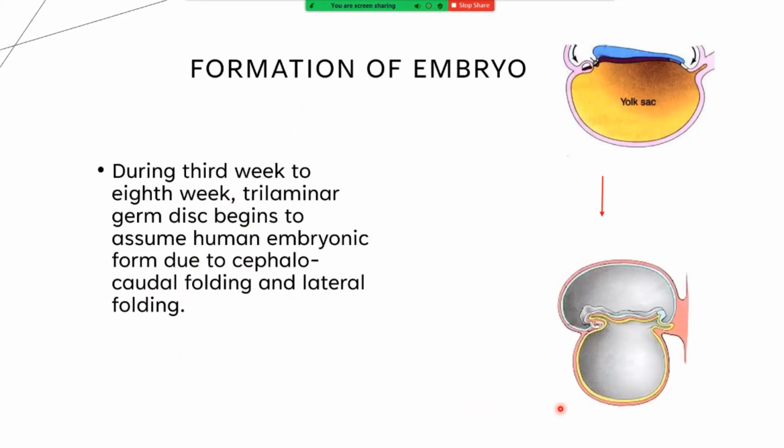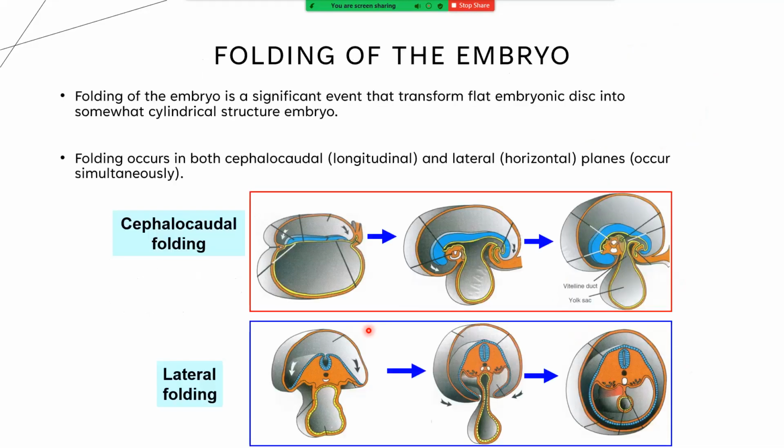Actually, this is a video. I will show this video, and I will upload this video on E-learning along with this lecture later on. The folding of the embryo is a significant event that transforms the flat embryonic disc into a somewhat cylindrical structure.